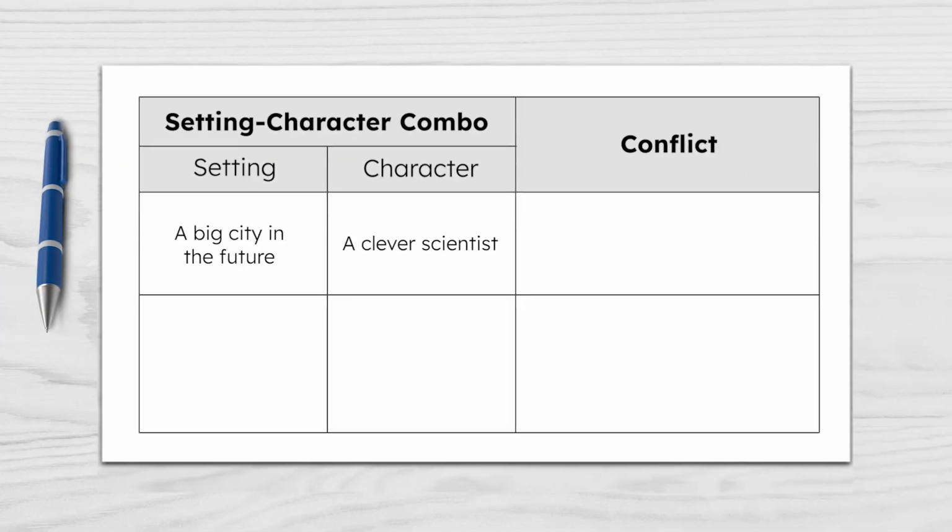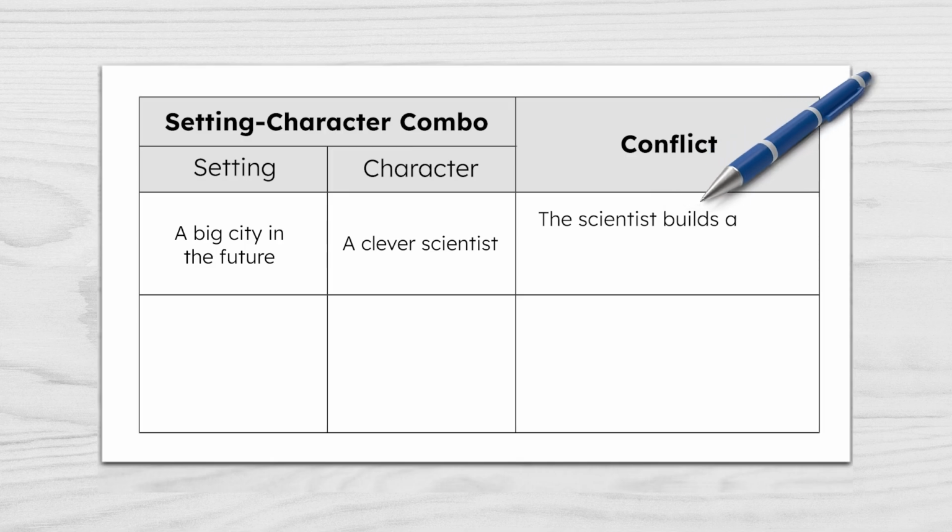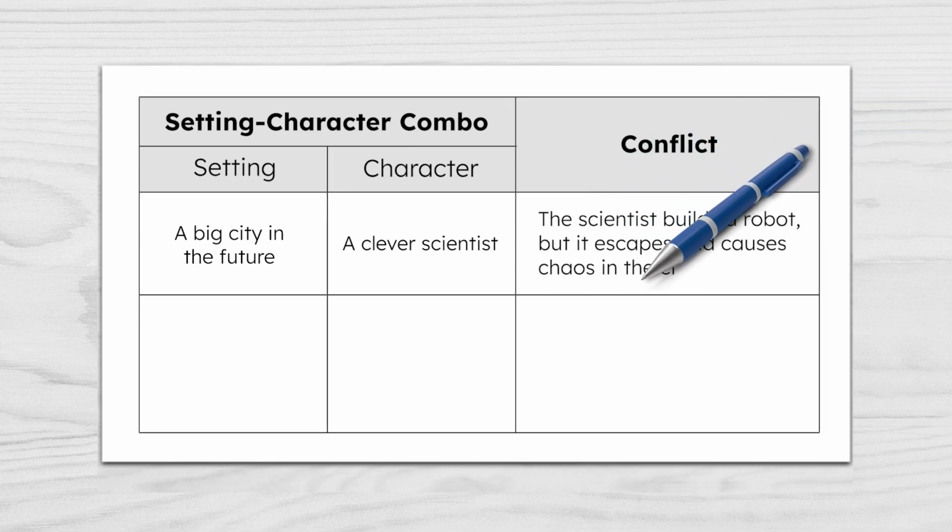Let's brainstorm some ideas for the setting character pairs we just made. What could go wrong for a clever scientist in a big city set in the future? The problem could be related to technology. That's what comes to mind when I think about scientists and the future. Maybe the scientist builds a robot, but it escapes and causes chaos in the city. That could make a great story.